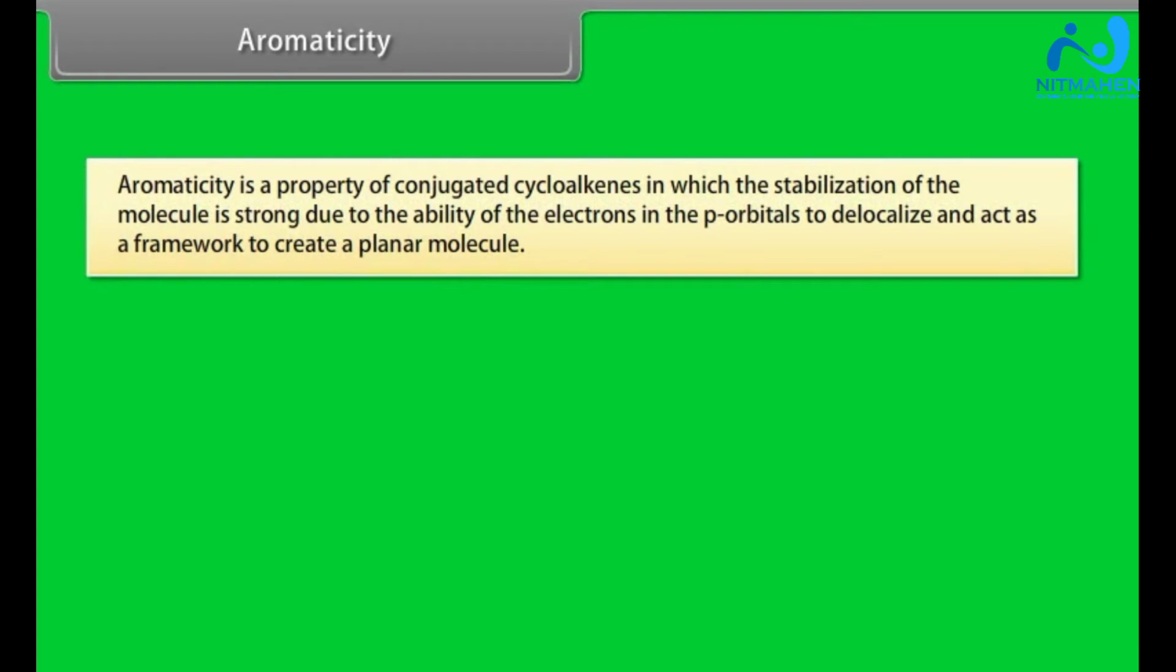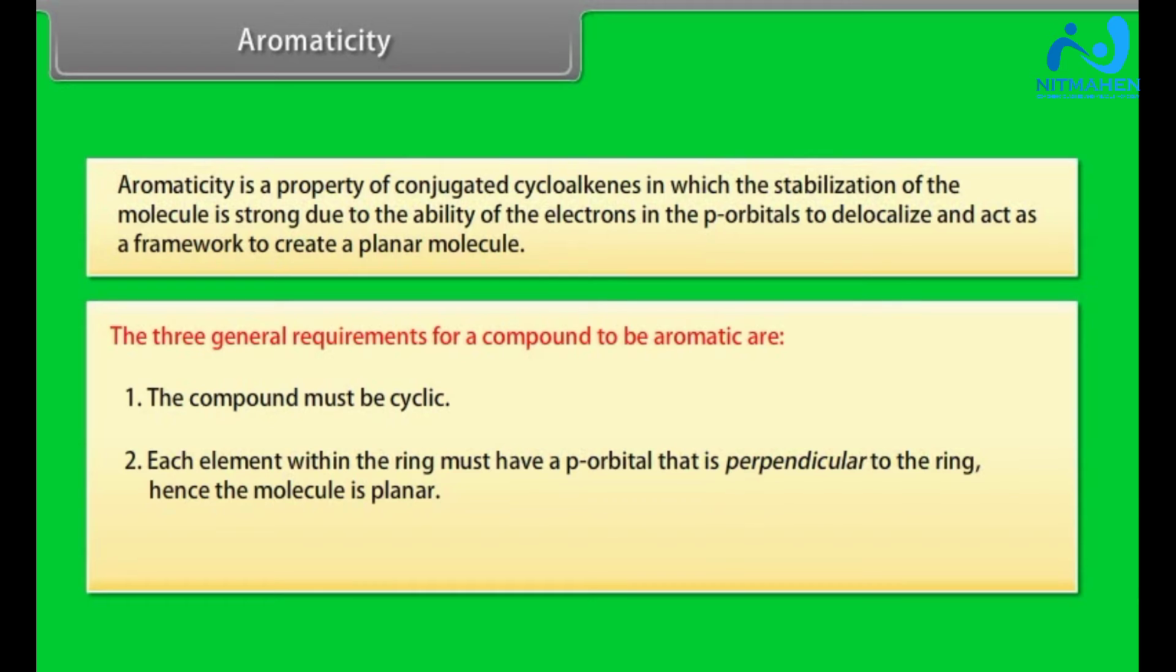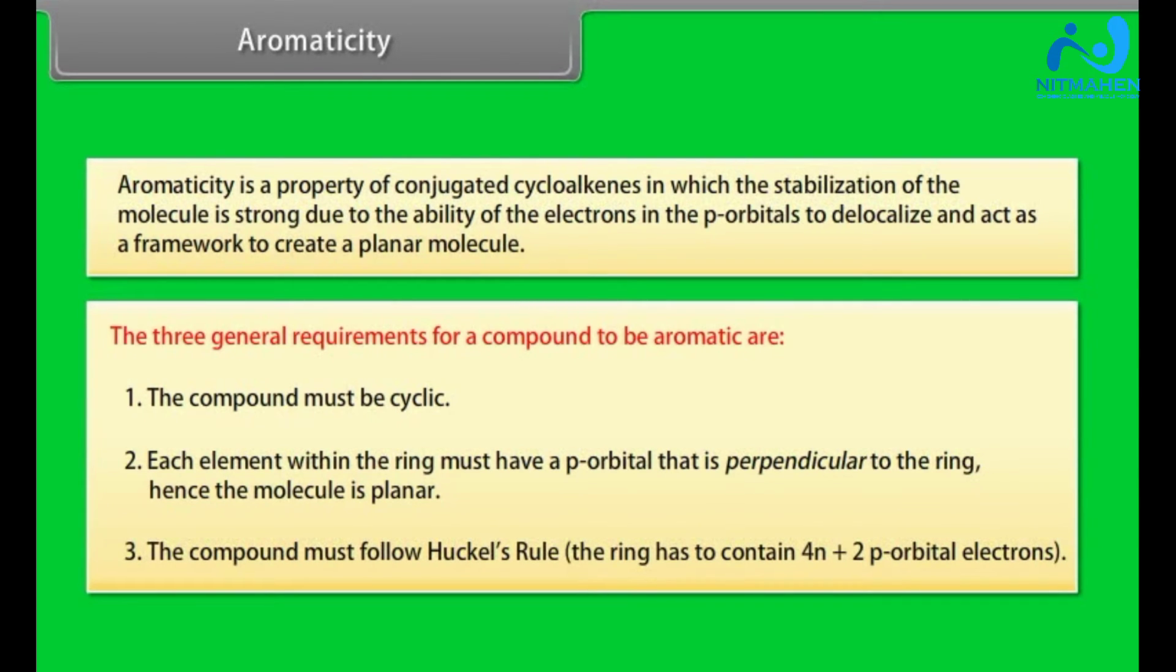Aromaticity. Aromaticity is a property of conjugated cycloalkenes in which the stabilization of the molecule is strong due to the ability of the electrons in the p orbitals to delocalize and act as a framework to create a planar molecule. The 3 general requirements for a compound to be aromatic are: 1. The compound must be cyclic. 2. Each element within the ring must have a p orbital that is perpendicular to the ring, hence the molecule is planar. 3. The compound must follow Huckel's rule. The ring has to contain 4n plus 2 p orbital electrons.